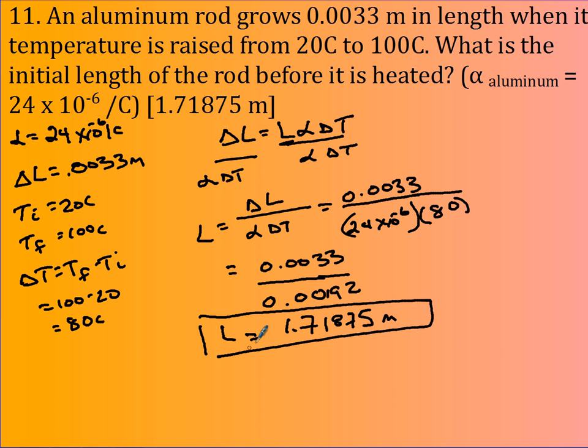Now, how many sig figs do I really need here? 1, 2, 3, 4. So technically, the correct answer would be 1.71875, 0.088.